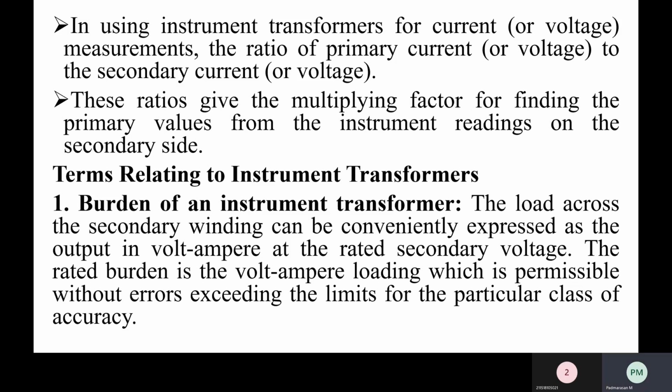Next, before discussing the current transformer and the potential transformer construction and working principle, let us discuss the various terms relating to the instrument transformers. First term is burden of an instrument transformer. What is meant by burden of an instrument transformer? The load across the secondary winding can be conveniently expressed as the output in volt ampere at the rated secondary voltage. The rated burden is the volt ampere loading which is permissible without errors exceeding the limits for the particular class of accuracy.